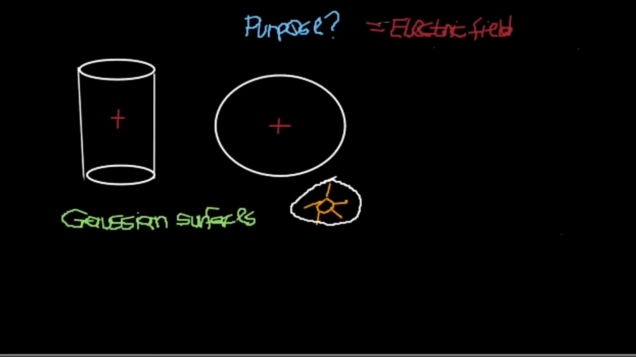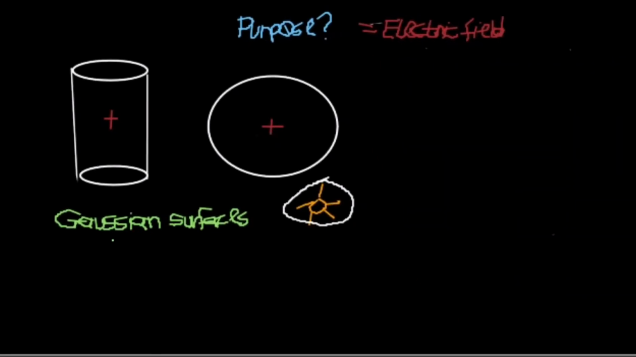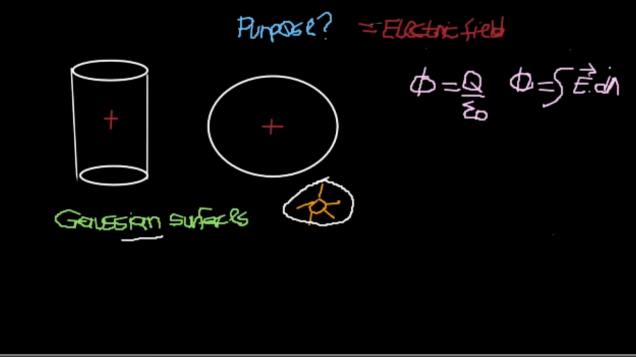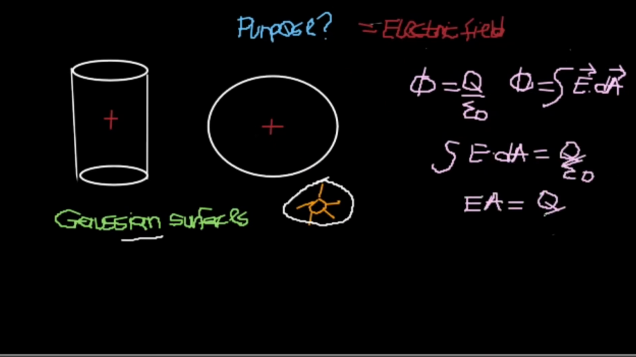Why do we need the symmetry of a Gaussian surface? Because the symmetry makes the electric field constant, and so we can remove it from the integral and find it, which is actually the point of Gauss's law. I'm going to cover this topic, applications of Gauss's law, in depth in another video.